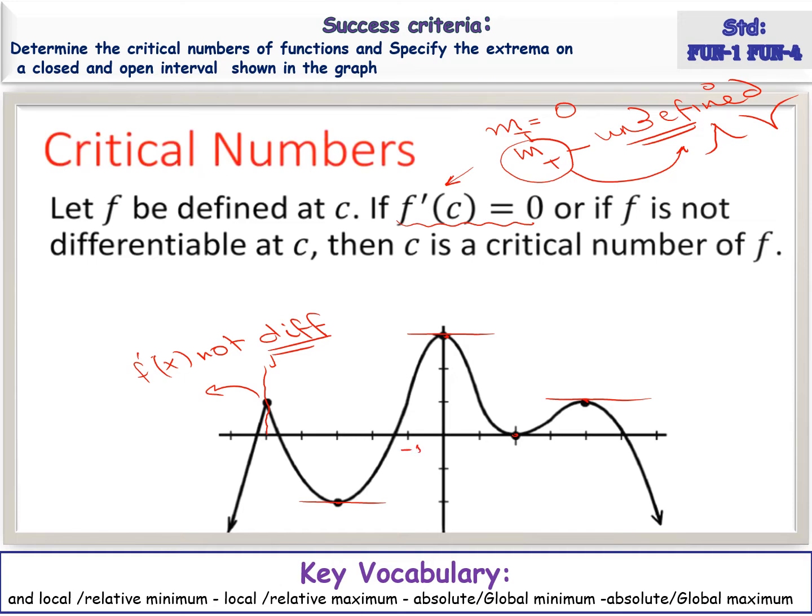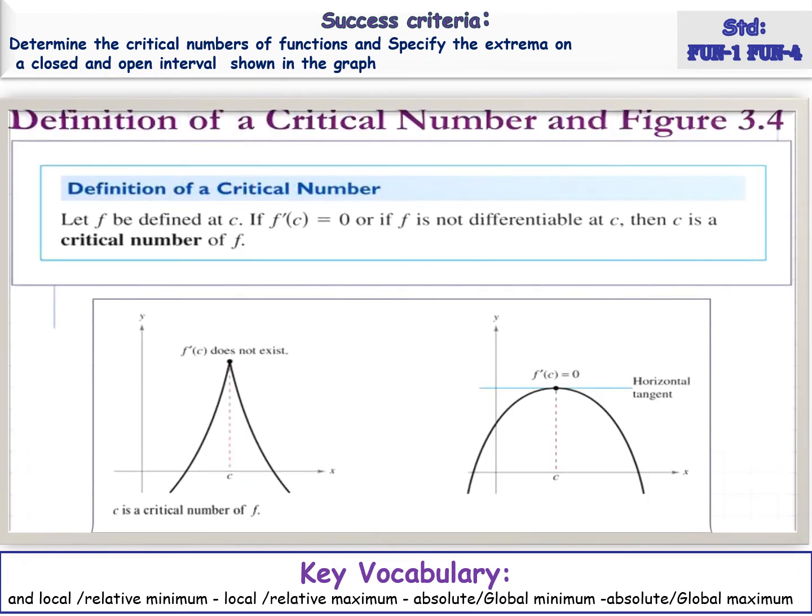So if we have -1, -2, -3, -4, -5, we can say at x equals -5, we have a critical number. x equals -3, we have a critical number. Here it is 0, 1, 2, 3, 4, 5. So at x equals 0, we have a critical number. x equals 2, we have a critical number, and similarly x equals 4, we have a critical number.